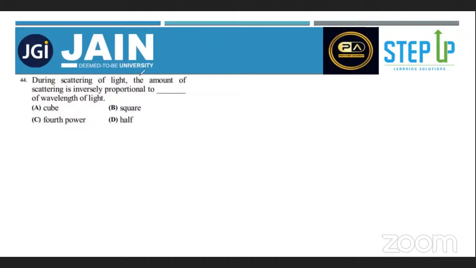During the scattering of light, the amount of scattering is inversely proportional to 1 by lambda to the fourth power, the fourth power of the wavelength of light. This is Rayleigh scattering, known as Rayleigh's law. So during scattering of light, the amount of scattering is inversely proportional to the fourth power of the wavelength of light. Fourth power.